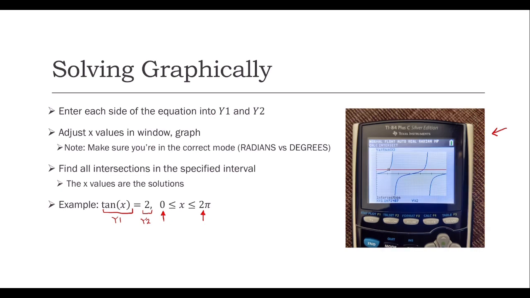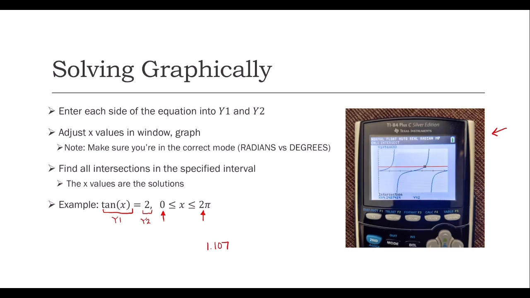Then after hitting graph, I found the first intersection. So our x value there is 1.107. So that's our first answer in the interval. And then our second x value is 4.287, so that's our second answer in the interval. So x equals 1.107 or 4.287. And that's how you'd find your solution graphically.